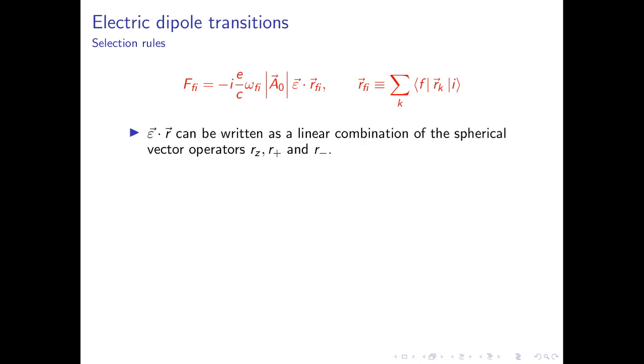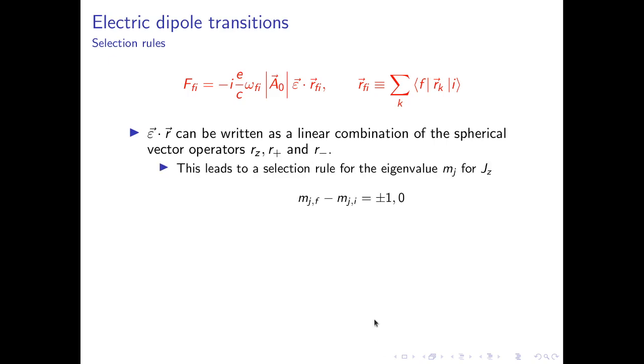Now, in addition to that, we can actually take a look at what happens for the MLs or MJs. Because epsilon dot r, this operator here, can be written down as linear combinations of Rz, R plus, R minus, the three components of a spherical vector operator.